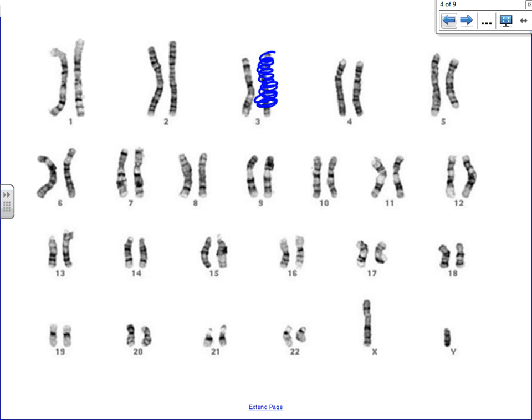Just like you could take thread and wind it up really tight on a spool, that's what these chromosomes are. It's just long, long, long strands of DNA that are wound up around spools. And in this case, these spools are called histones.